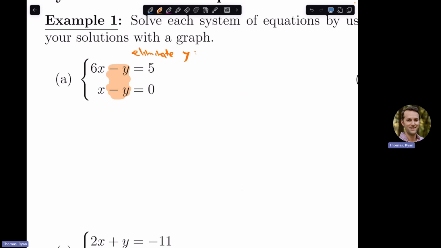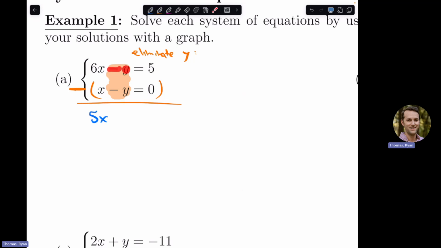Negative y and negative y. What if we just subtract them the way they are? They're the same, right? The y term in both equations is identical. If we subtract those, what happens? 6x minus x, so 5x.